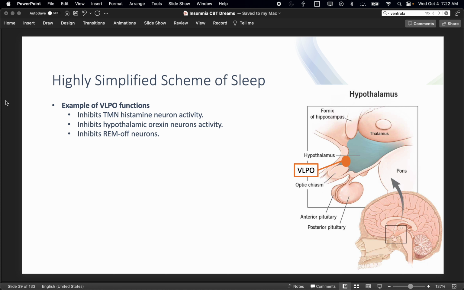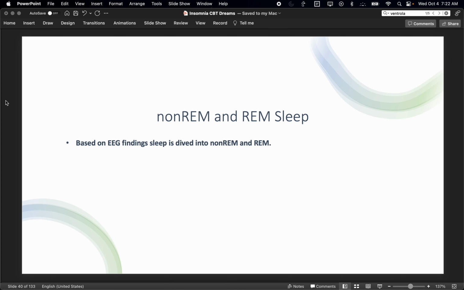There are actually REM on and REM off neurons as well that help promote those cycles. And the VLPO inhibits REM off, inhibiting its ability to turn off. By doing that, it's promoting REM, which is a part of sleep, which is what it's trying to promote. So, some of the fast features you're supposed to know for non-REM and REM.